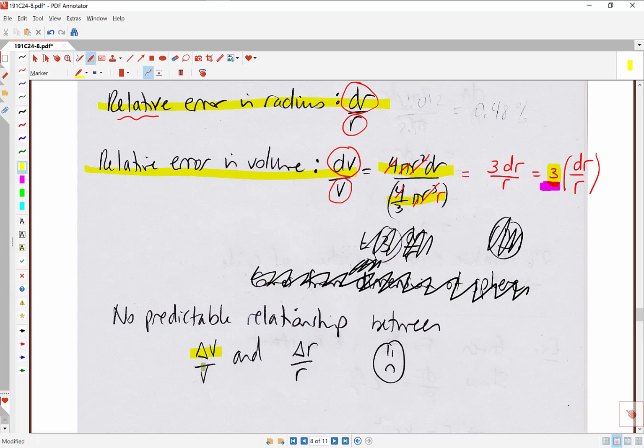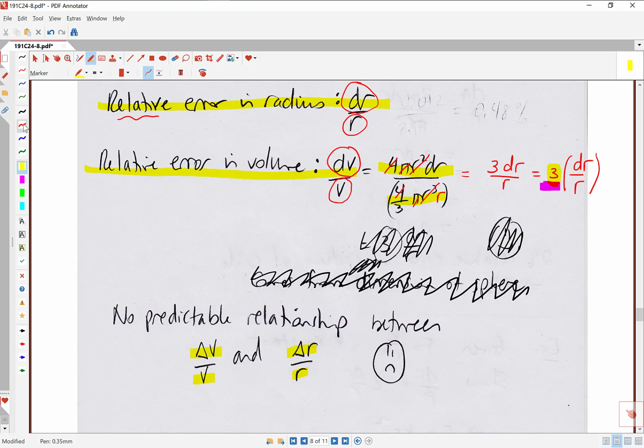The problem is if you do that and you calculate your relative errors that way, you take your delta V, which is your true error in your volume, and you divide by your volume. You get some number. And then you could do the same thing for your radius. So what's your error in your radius divided by your measured value for your radius? Now you'd get these two numbers and there would be no predictable relationship between them.